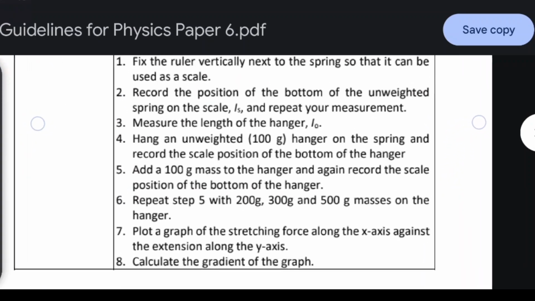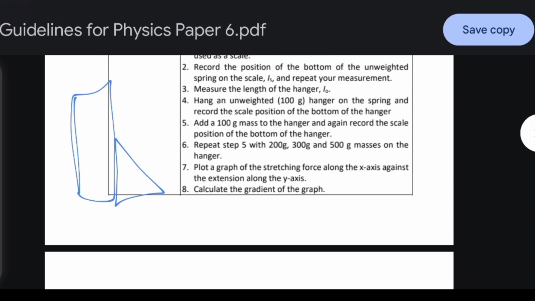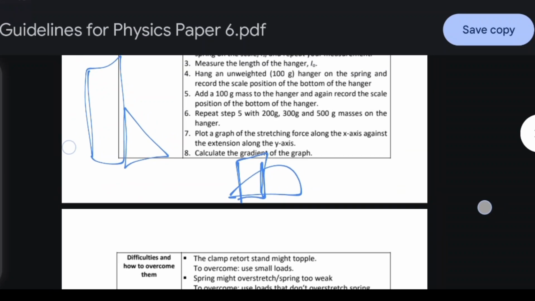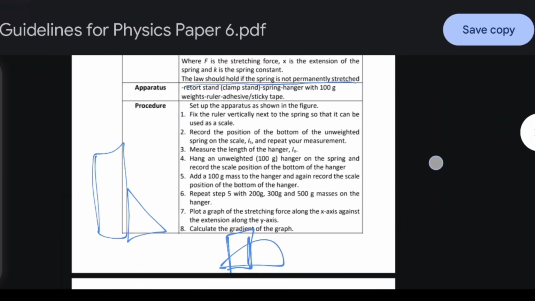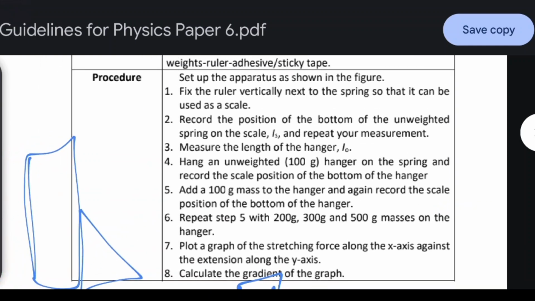Okay, we discussed this: fix the ruler vertically. How can you ensure that the ruler is vertical? You will use a set square, or you can also use a protractor, as we have discussed before. The 90-degree edge of the protractor should coincide with the vertical edge of the ruler.